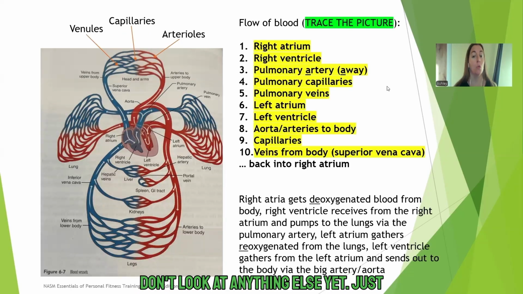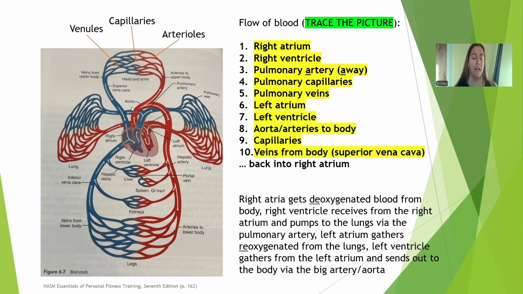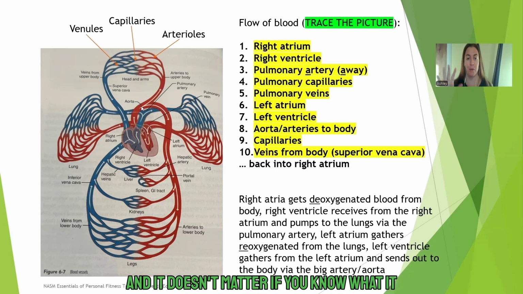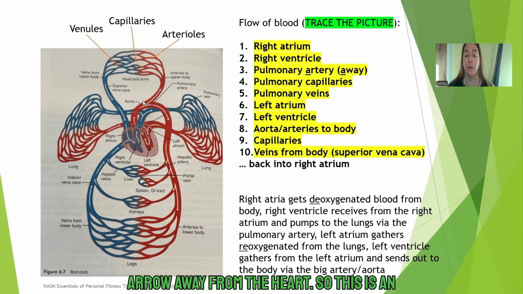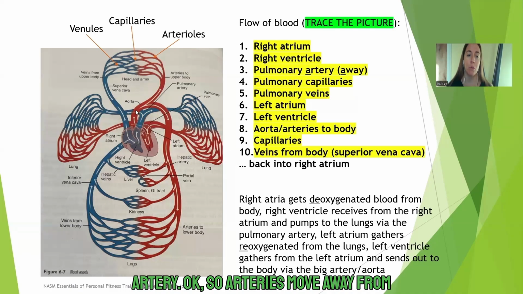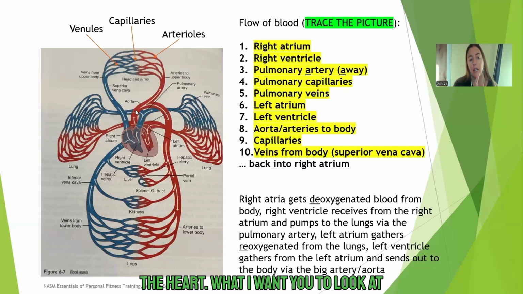I want us to not look at anything else yet. Just look at the very top of the picture. And it doesn't matter if you know what it means. We're going to build it all together. Start with the aorta. Look at the direction of that arrow, flowing away from the heart. So this is an artery, okay? So arteries move away from the heart. What I want you to look at now, the only thing, is how thick that is. It's wide, right? It's wide.